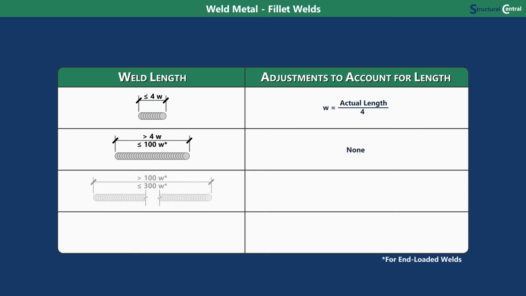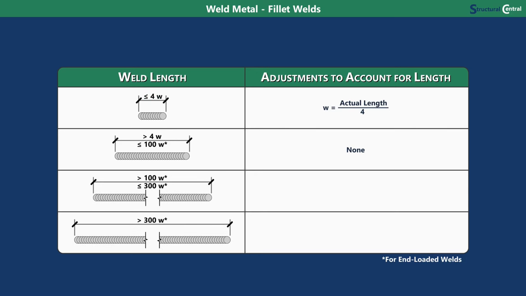For end-loaded welds, the stress is not uniform throughout the length of the weld. To account for this, AISC tells you to use an effective length that is less than the actual length. For long welds, this is done by multiplying the actual length by a beta factor, which is determined as shown, and for very long welds, the effective length will always be set to 180 times the weld size. Now that covers what you'll need to know in order to calculate the strength of the welds.